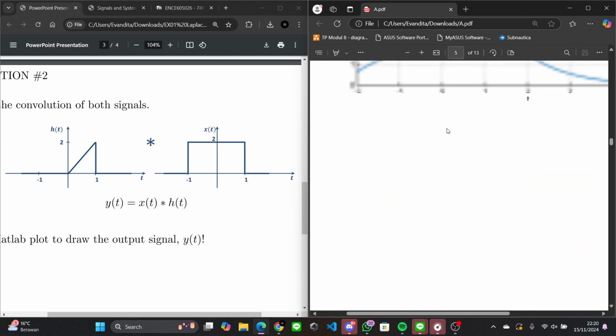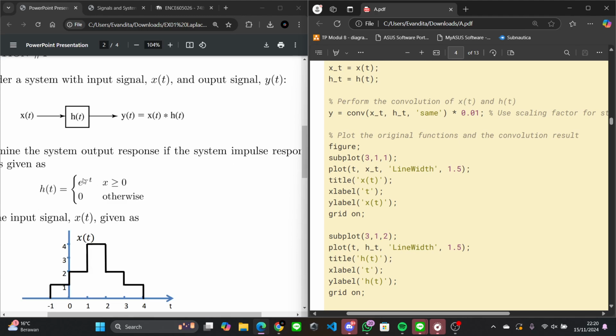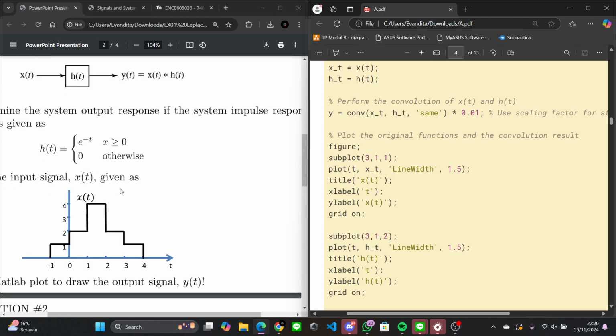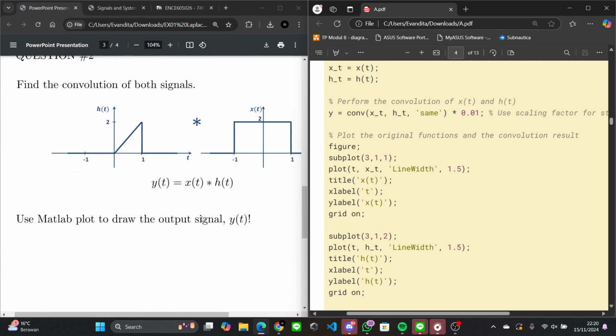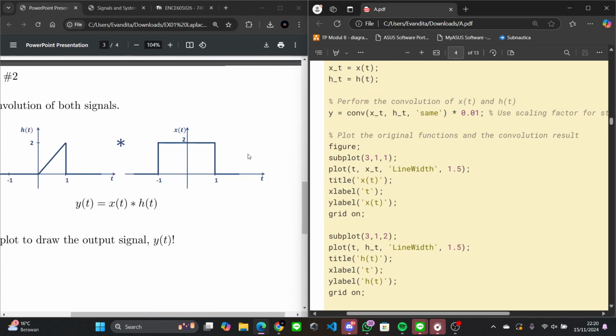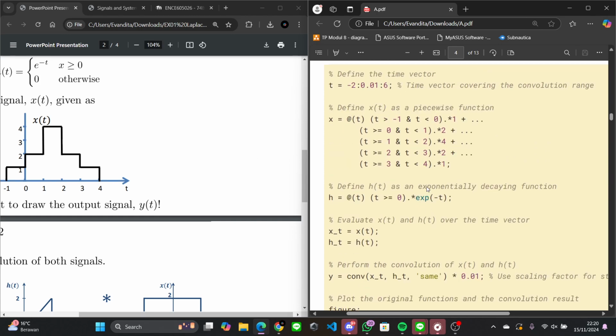Yeah, because the xt in the first question can go to unlimited, different from this xt where it goes 0 above 1. So yeah, that's the difference.